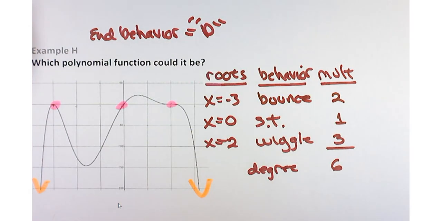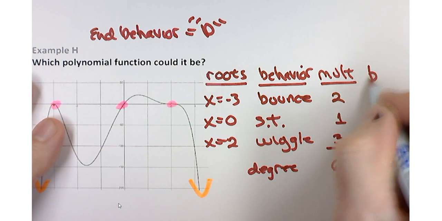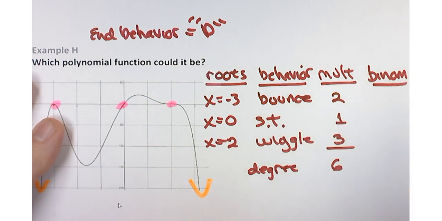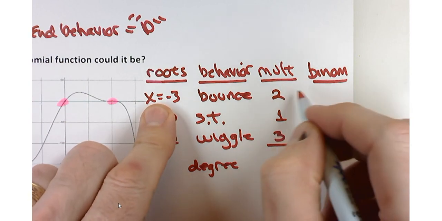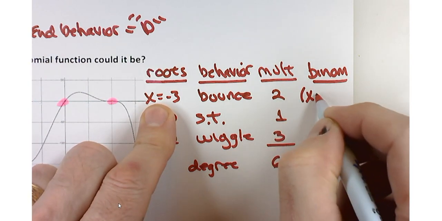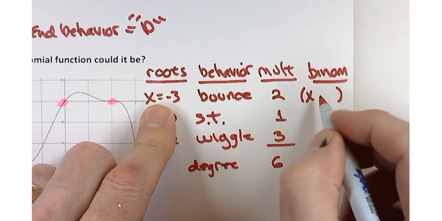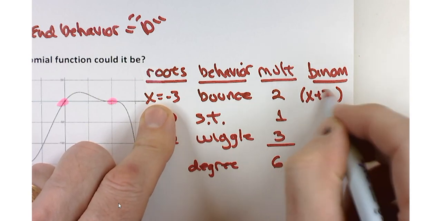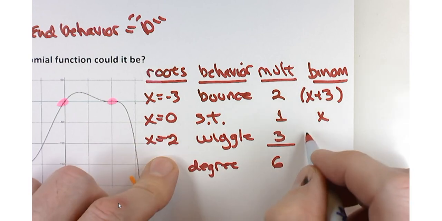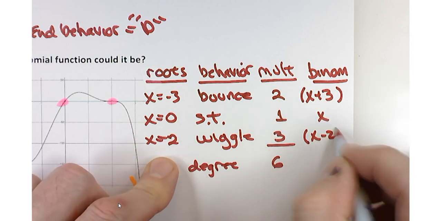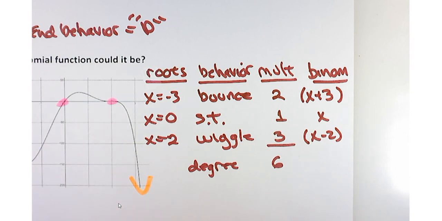And D at least has an odd degree. Let's take a look at the binomial terms that we associate with this. Now, if I have a root at x equals -3, then what's going to be my binomial term? x plus 3, just an x, and an x minus 2. These are the terms that we're going to use to put together our polynomial.